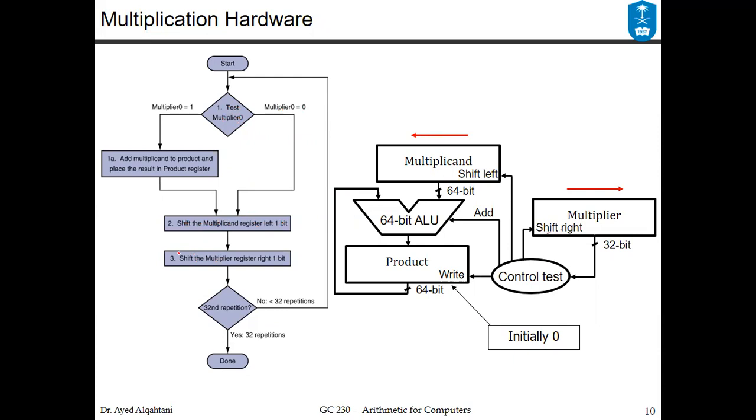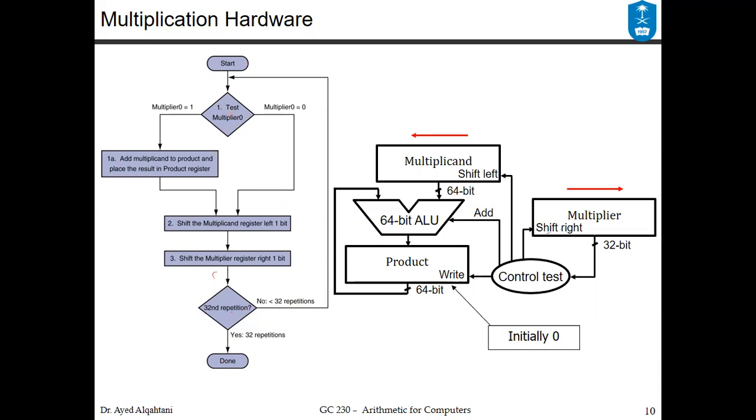And then I get the next bit of the multiplier by shifting the multiplier register to the right by 1 bit and check: did I finish the binary bits specified for my operation? And we know in MIPS we have 32 bits. So I check, is there 32 repetitions? If there are 32 repetitions, then I'm done. If no, then go to the next bit and do the same. This is the idea of the hardware.